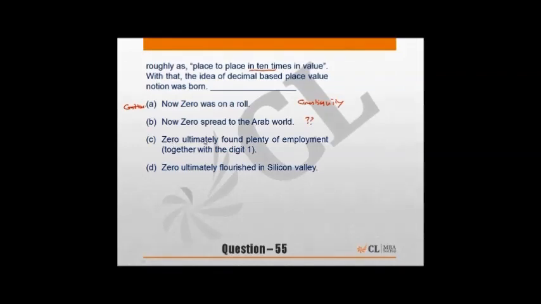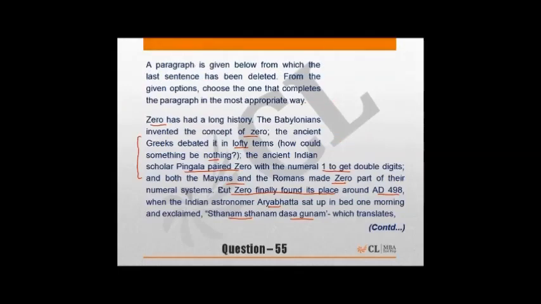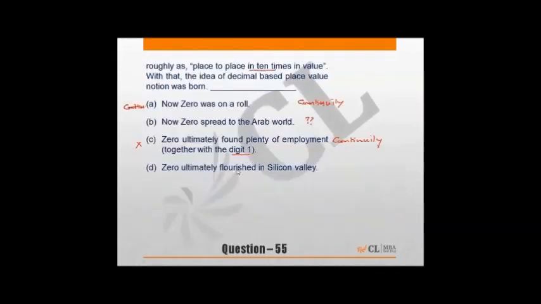Choice C, "0 ultimately found plenty of employment together with the digit 1." This is definitely incorrect on account of continuity. This has already been discussed earlier. If you go back to the paragraph, Pingala paired 0 with numeral 1 to get double digits, etc. So 0 already was finding lots of employment. Something which has been discussed earlier will not come in the end again. So choice C has to be definitely incorrect.